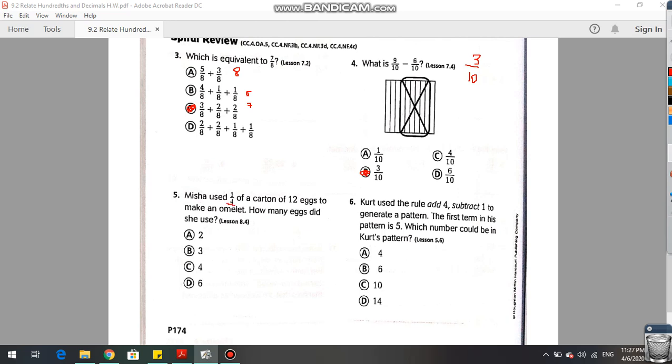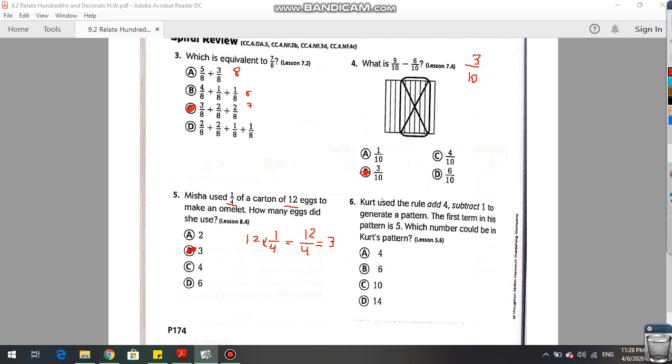Misha used a quarter of a carton of 12 eggs to make an omelette. How many eggs did she use? She used a quarter of 12. Look guys, I can do it actually two ways. I can say 12 times a quarter. That's the way we took it. So equals 12 quarters. So 12 divided by 4 equals 3. So my answer is 3.